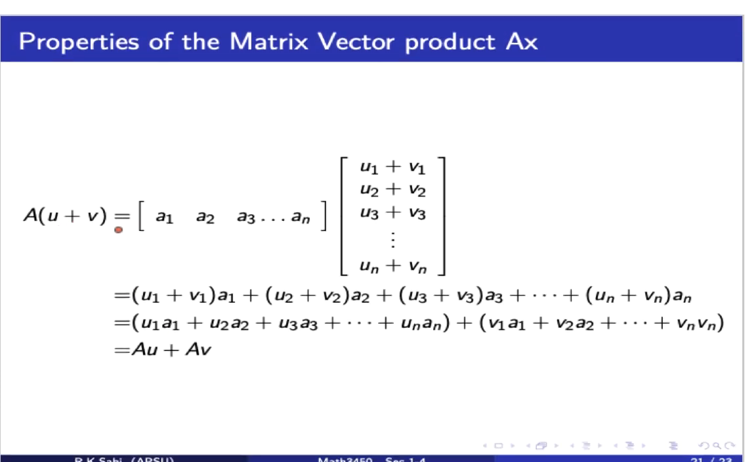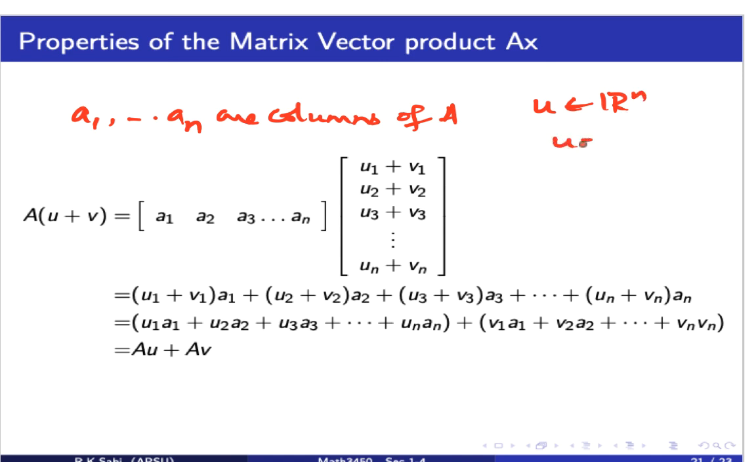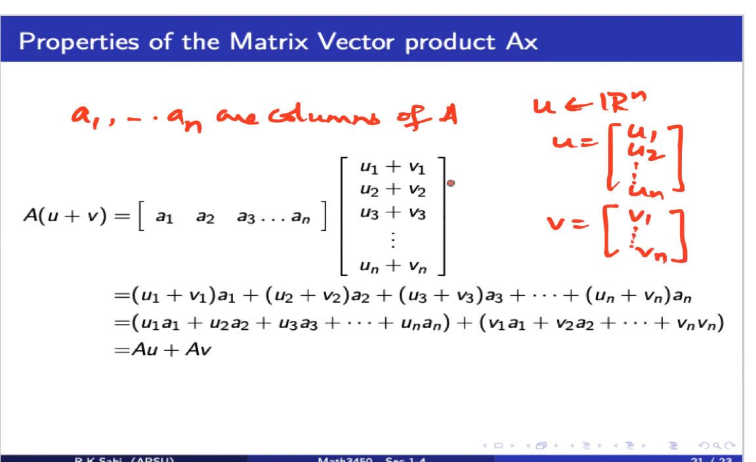So this is the matrix A. We can write it down in a general form, A1 to An. Remember, I'm using these A1 to An as the columns of A. Keep that in mind. And U and V, now remember, if U is a vector in Rn, that means U can be written as U1, U2, dot, dot, dot, Un. And V can be written as a vector, V1, dot, dot, dot, Vn. So when I add U plus V, I'll get U1 plus V1 up to Un plus Vn.